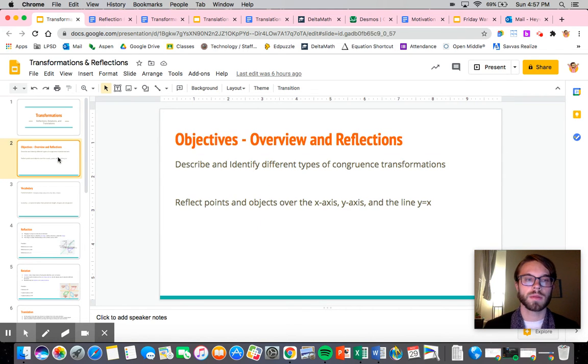All right. So, our objectives. We are specifically going to be looking at describing and identifying different types of congruence transformations, and then reflect points and objects over the x-axis, y-axis, and the line y equals x. So we're really focusing on those three particular lines. You can do reflections over anything, but those are the three we're going to focus on.